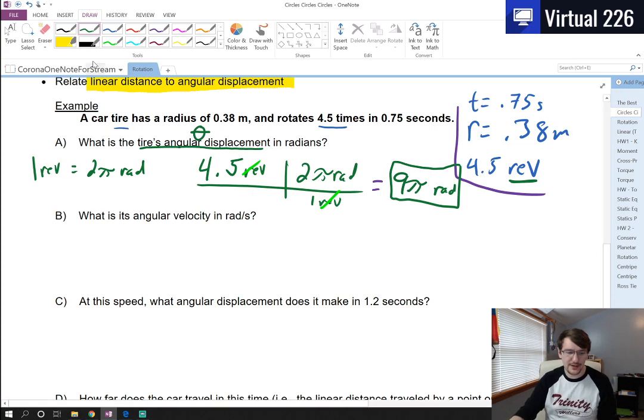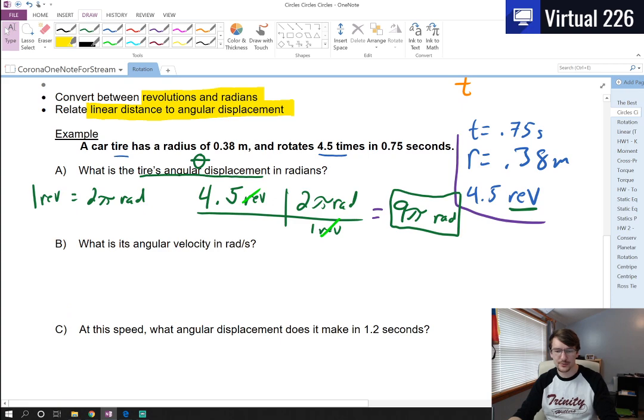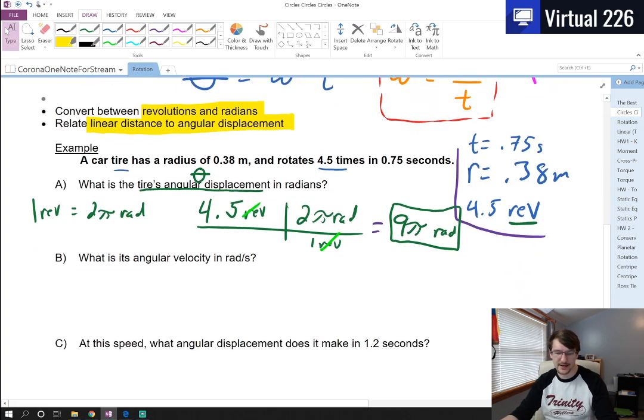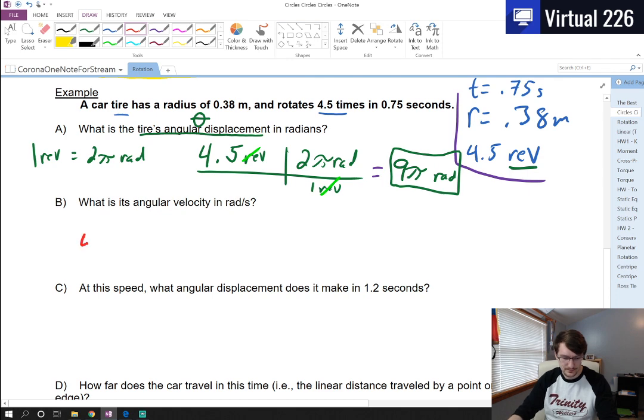If we wanted to find an angular velocity, well, we could go back to that equation, number 1r. We could say, hey, look, I'm looking for an angular velocity there. All I need is an angular displacement in radians and divide it by a time. So omega equals theta over t.